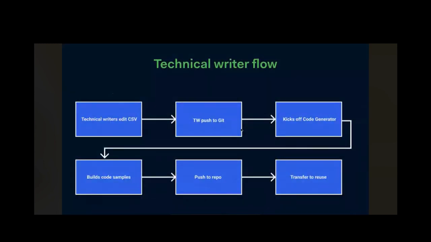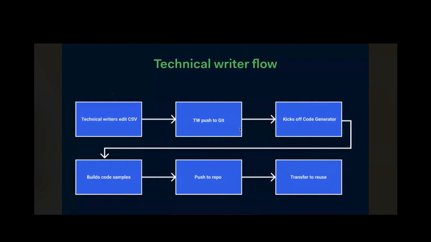And here is the tech writer flow, so how they interact with the tool. Firstly, the tech writers will edit a CSV. If they need to find something, they can pretty easily search and quickly update it. Changing and removing values is easy, but adding values is currently in our domain of control. We're moving to a more dynamic setup in the future.